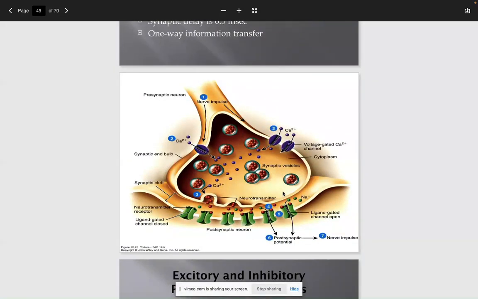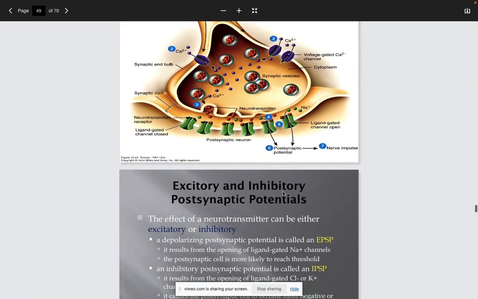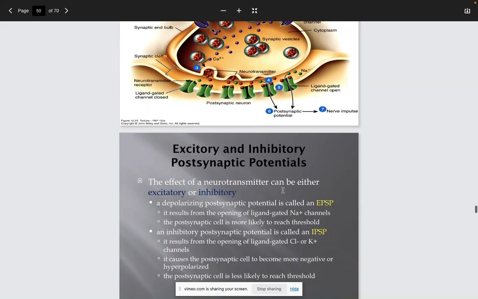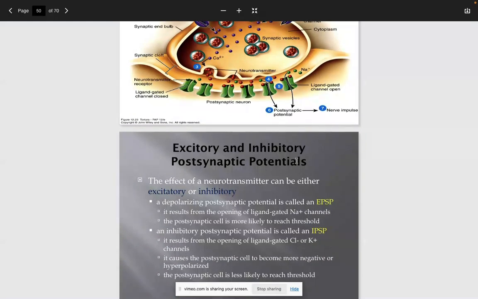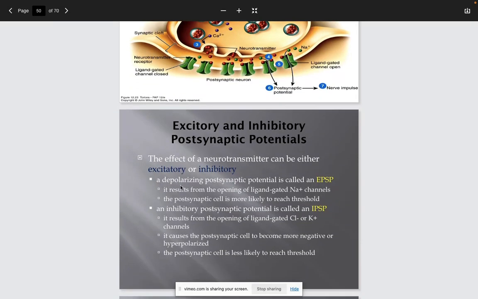Again, this is just a picture depicting what we've already discussed. Once we have come down to this postsynaptic potential, we have two types of potentials that can occur, something called excitatory or inhibitory. An excitatory postsynaptic potential is going to result in depolarization. It results from the opening of ligand-gated sodium channels, so the postsynaptic cell is more likely to reach threshold in order for an impulse to be generated.